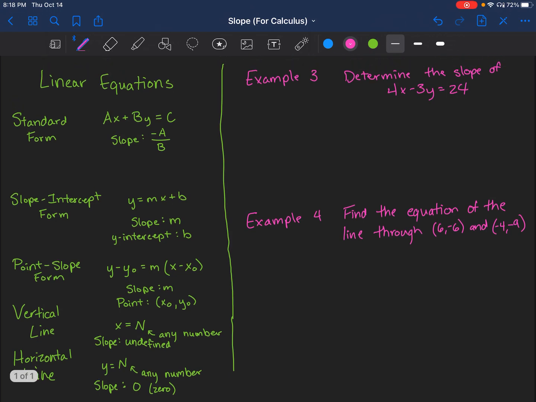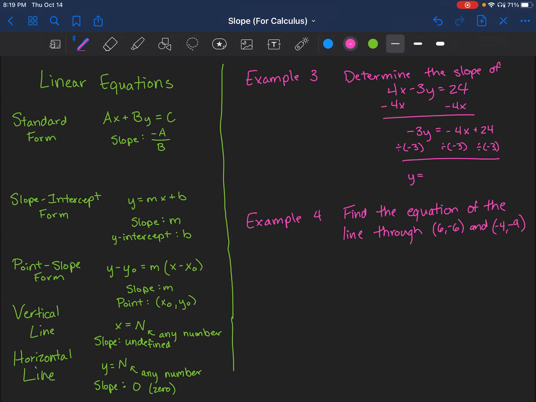Example 3 says to determine the slope of the line 4x minus 3y equals 24. That equation is in standard form, so you can either use this little shortcut that I shared over here, or again, you could try to go through and work it out. Just switch it to slope-intercept form. Again, the idea that I would have is subtract 4x from both sides, which will give me negative 3y equals negative 4x plus 24. Then we're going to divide by that negative 3.